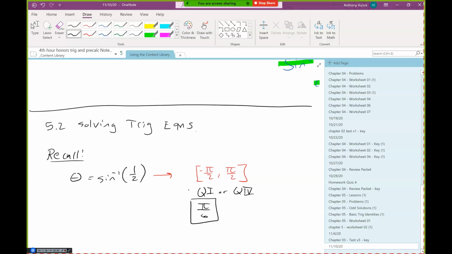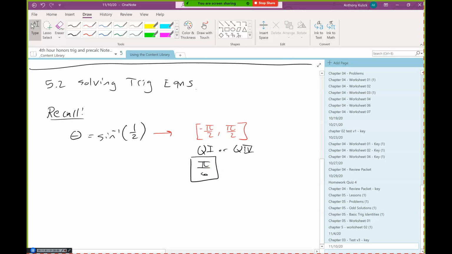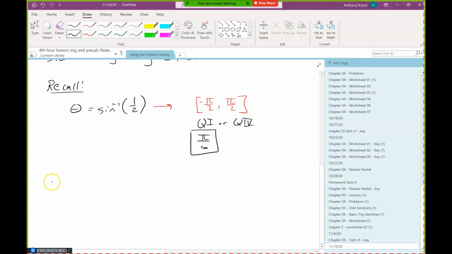But that's not the only place where sine is equal to 1/2, right? That also happens in quadrant 2, and then any values coterminal to those two locations, right? So that's what we're going to be worrying about here in this chapter. So consider this question that's almost identical.